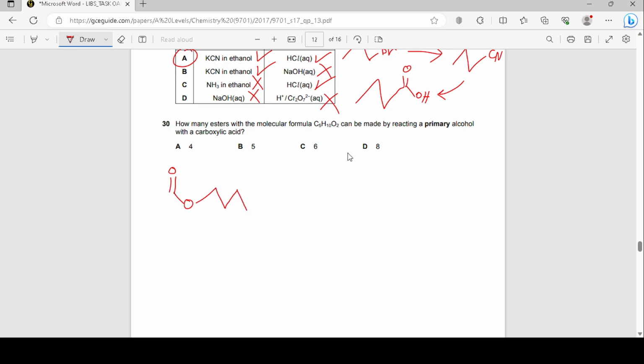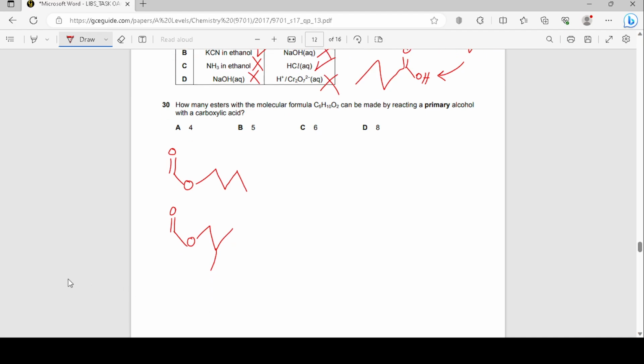I like drawing chemical formulas. If you wish to write the displayed formula, or whatever, you can do that. And this is one ester. Can this have any isomers? Let me see. So you could have a 3-chain one: 1, 2, 3, and then this could be a branch like that.